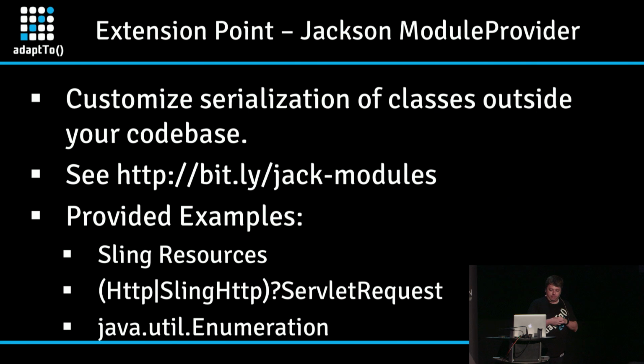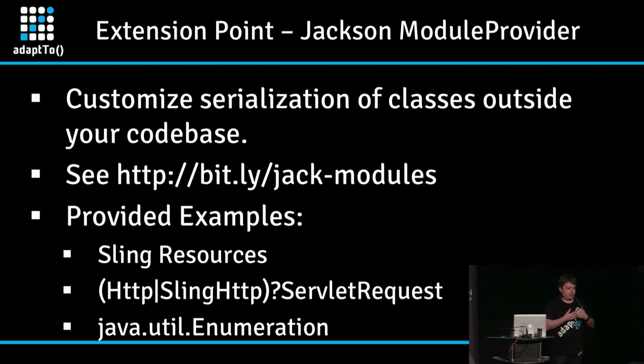The other extension point that I want to talk about is not in the Sling Models exporter framework itself, but specific to Jackson, and that's called a JSON module provider. And this is a generic kind of concept in Jackson that allows you to customize the serialization of classes that are outside of your code base. So I think they refer to these as unowned classes.